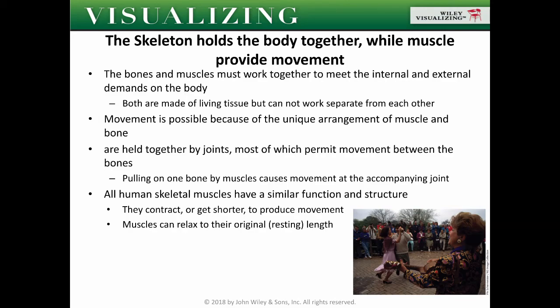So all human skeletal muscles have similar function and structure. They contract, and the contraction makes the muscle shorter. By getting shorter, of course, it pulls on the bones because that muscle is connected via the tendons to the bones. By the way, the tendons connect the muscle to the bone. The ligaments connect the bone to other bones. Muscles can relax to their original or resting length afterwards, but they cannot push.